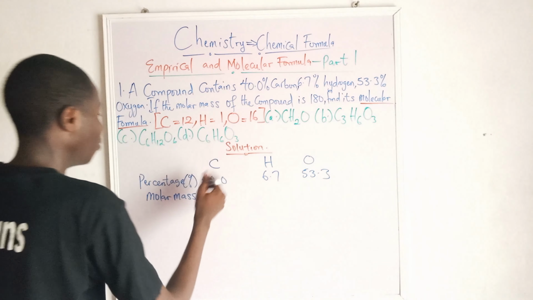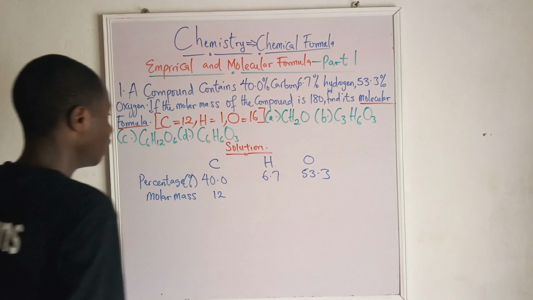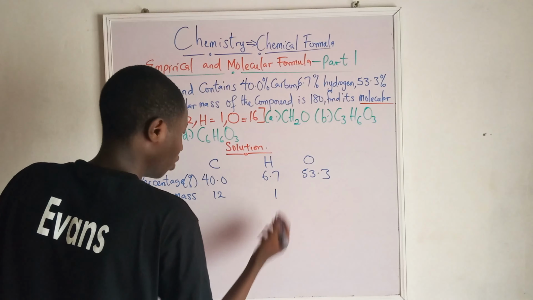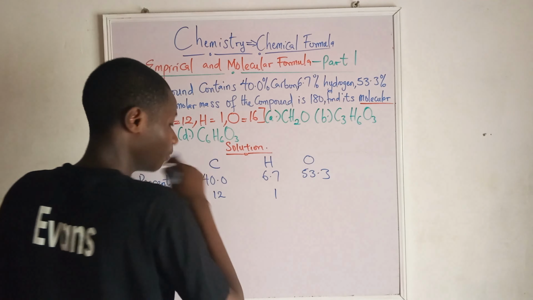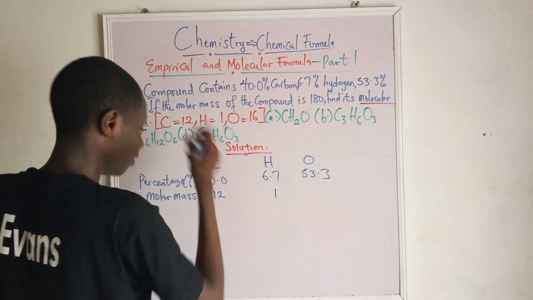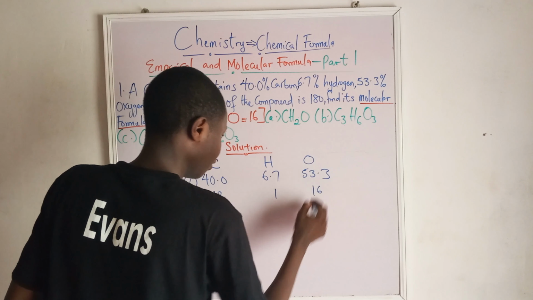Now, what's the molar mass of carbon? That is 12. Now, what's the molar mass of hydrogen? That is 1. What's the molar mass of oxygen? That is 16. Do you understand?